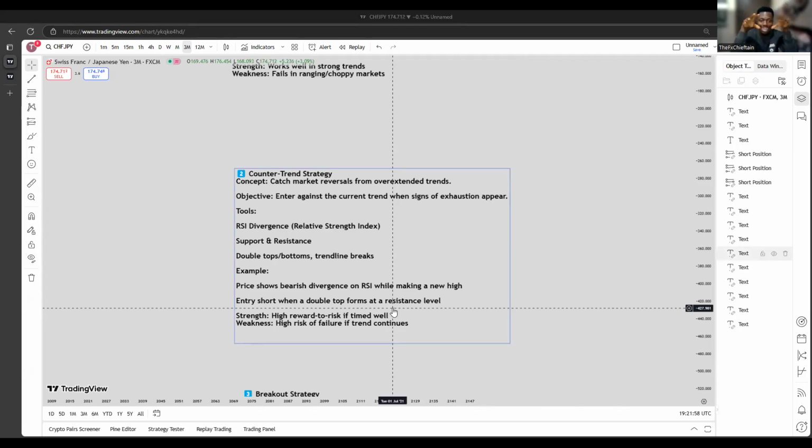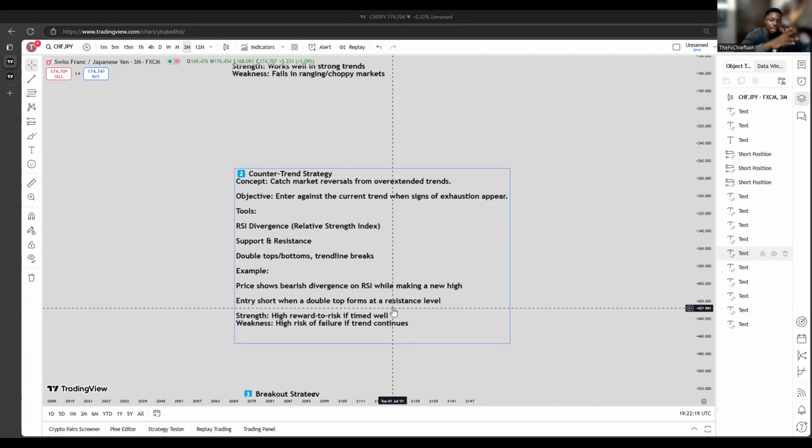So our objective is to enter against the trend when we see a sign of exhaustion appear. What you want to see here is you want to use tools like your RSI divergence. When two assets are diverging, it means they are going separate ways.